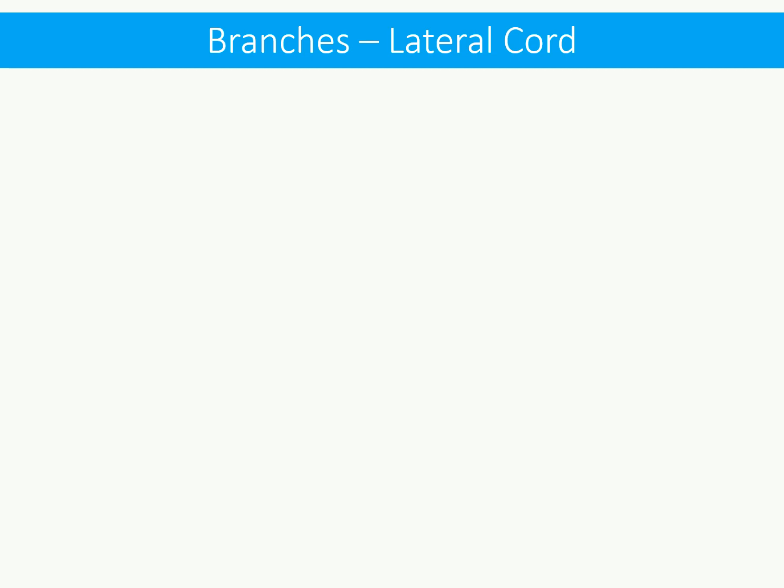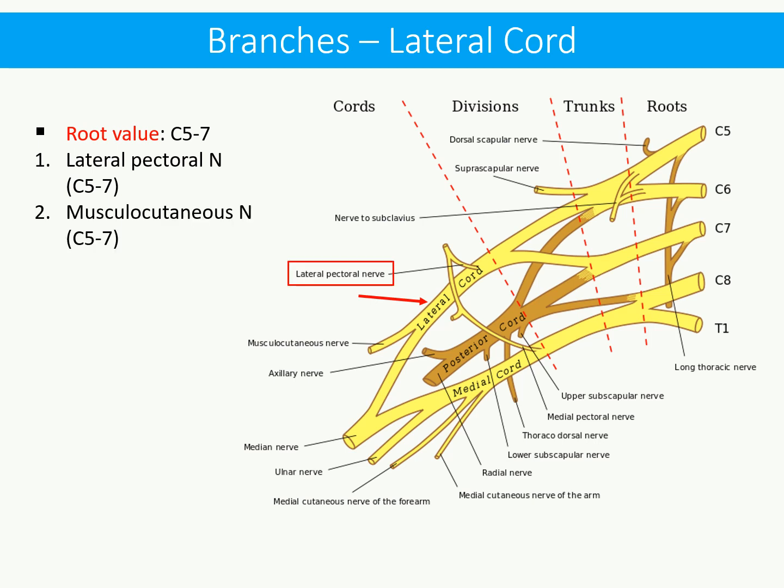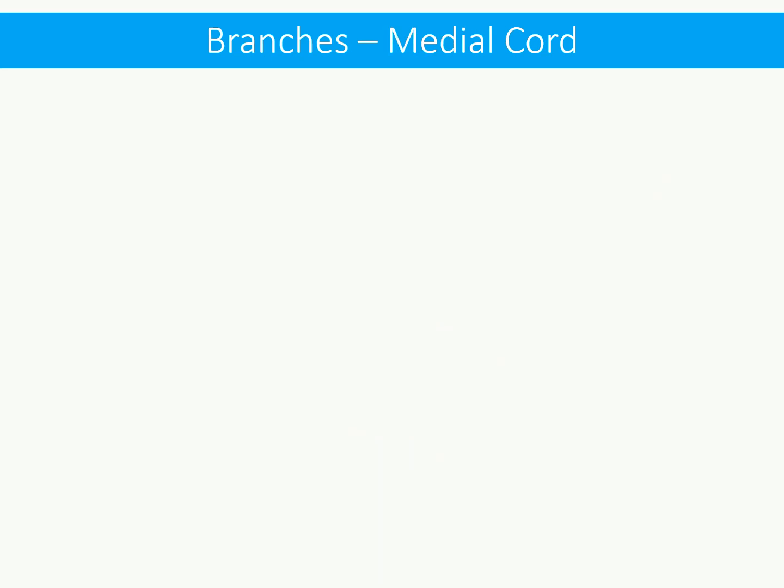Among the branches from the cords, first are branches from the lateral cord. Lateral cord has got root value cervical 5 to 7 segments. It gives number 1 lateral pectoral nerve, number 2 musculocutaneous nerve, number 3 lateral root of median nerve.